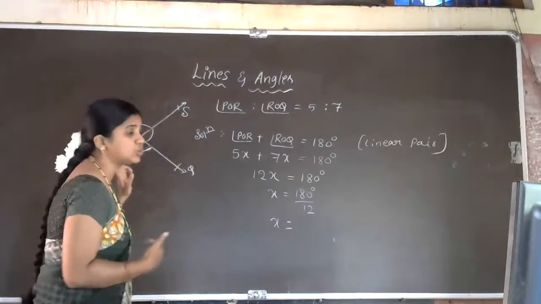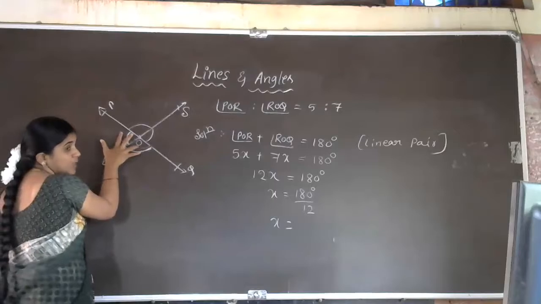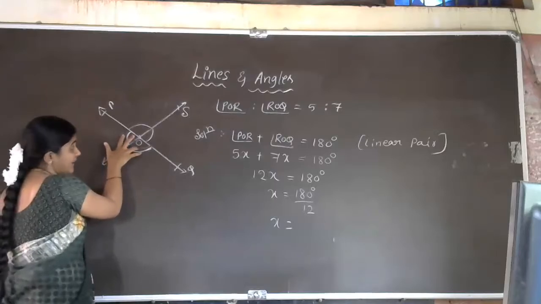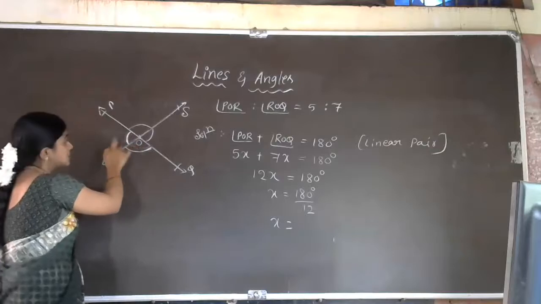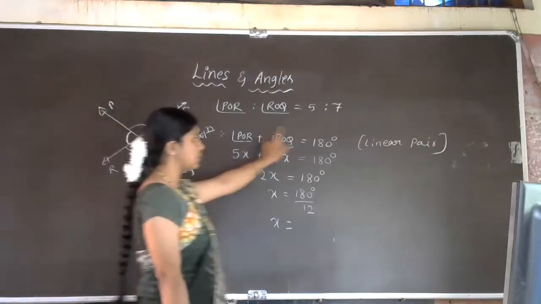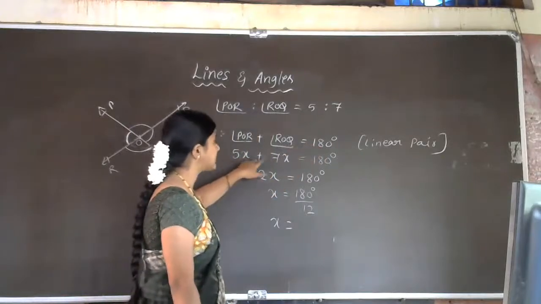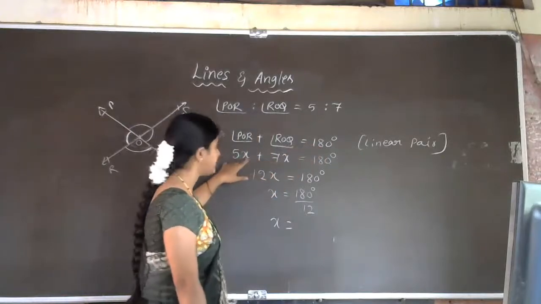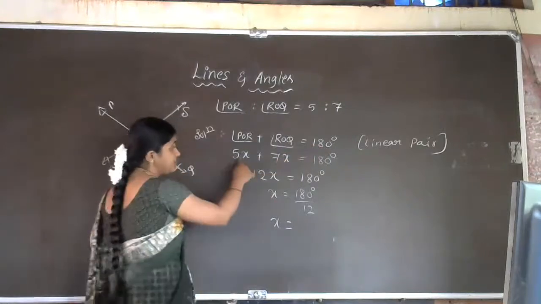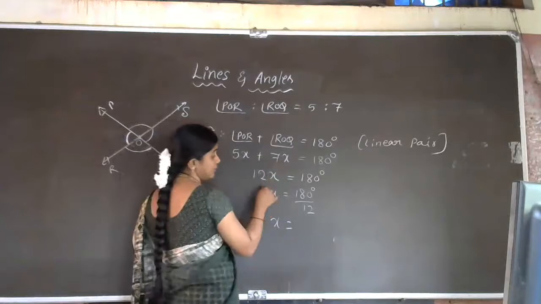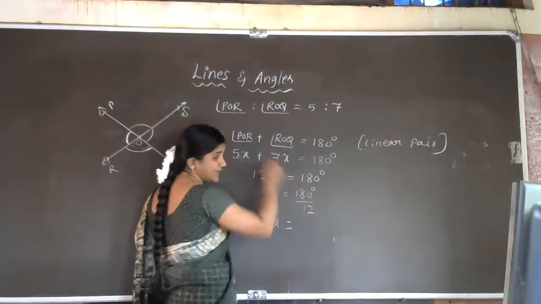So here we took the concept of linear pair. We are observing that these two angles are a linear pair of angles, because both the angles are standing on the line. So POR plus ROQ is equal to 180 degree. Then POR 5x plus 7x, ratio is given. That's why we are writing 5x plus 7x is equal to 180 degree. 5x plus 7x is equal to 12x which is equal to 180 degree. Therefore x is equal to 180 by 12.